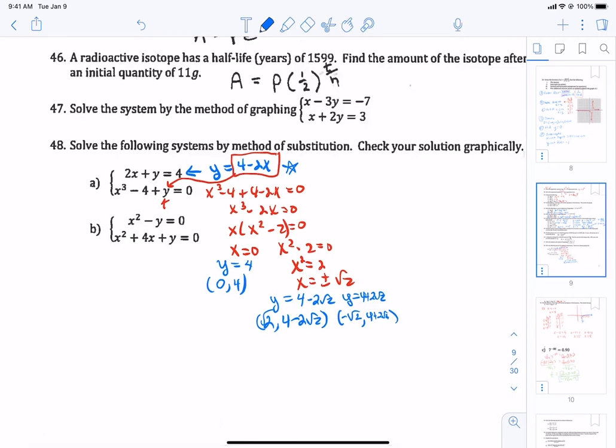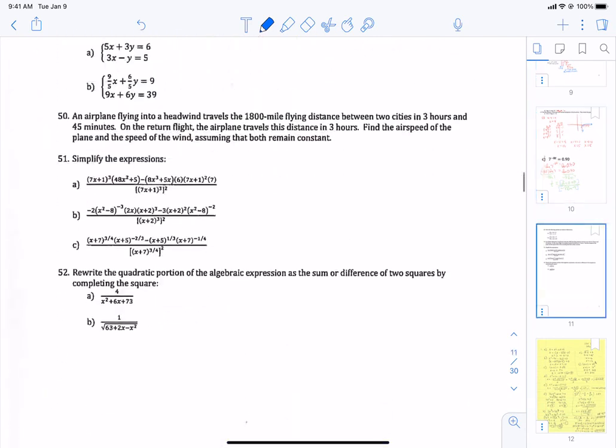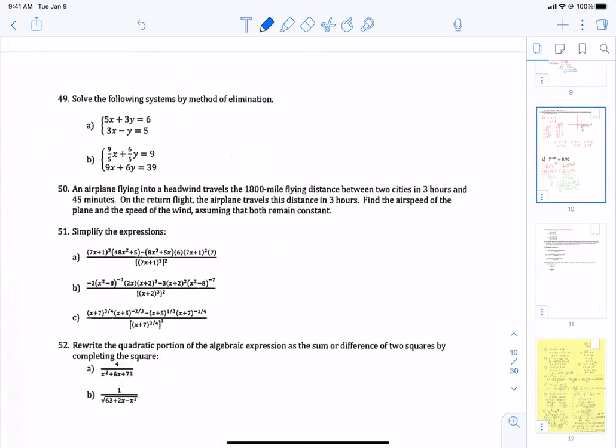Okay, so that is 48 for you. We're on to the last page. 49, I don't think I need to necessarily do that one for you.